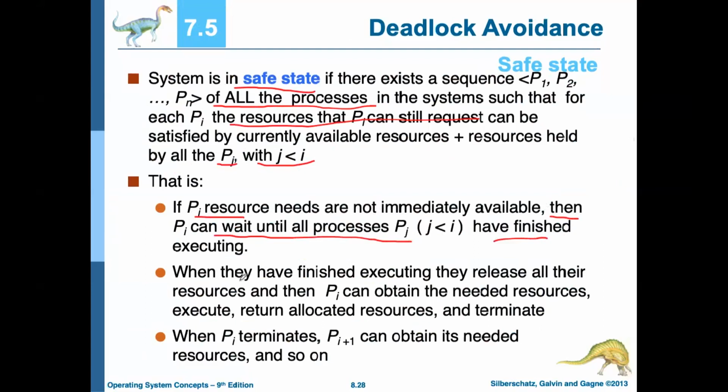When they have finished executing, they release all their resources, then Pi can start to obtain the needed resources, execute, return allocated resources, and finally terminate. When Pi terminates, Pi+1 can obtain its needed resources and so on, until all the processes finish.